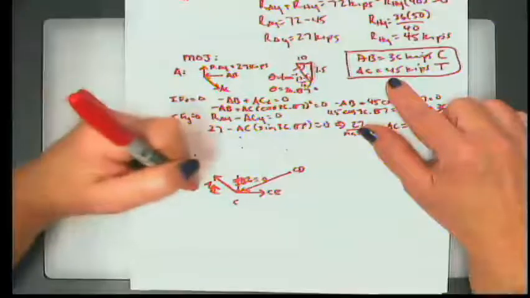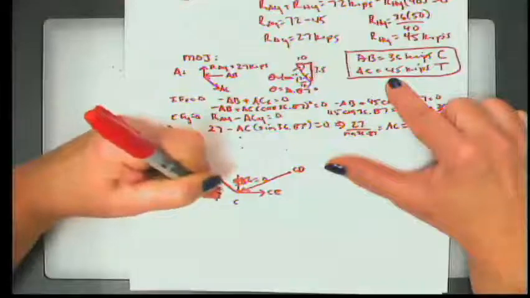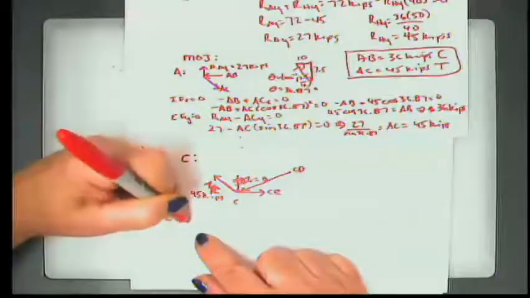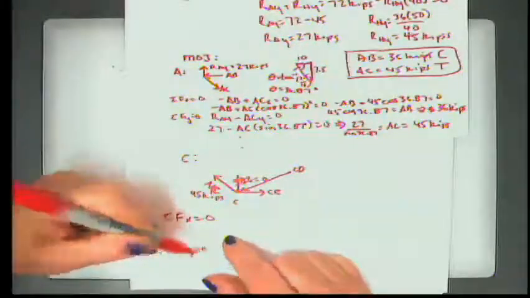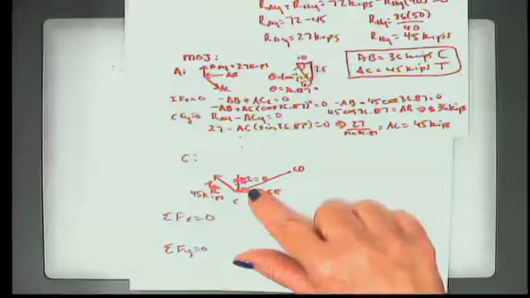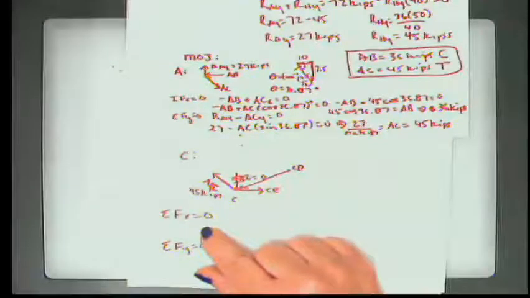All right, now, since we know the magnitude of AC, which is 45 kips, we can then go back and do summation forces X equals 0, summation forces Y equals 0, and we can find out what the tension, in this case we're pushing on the joint, so it's not tension, it's compression in CD. We can determine that value using these equations.